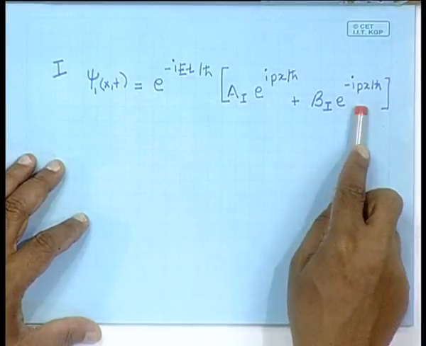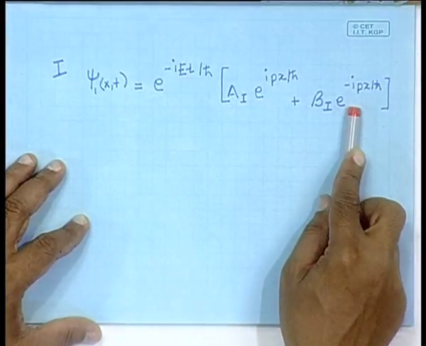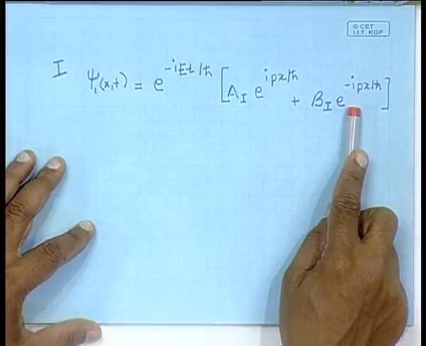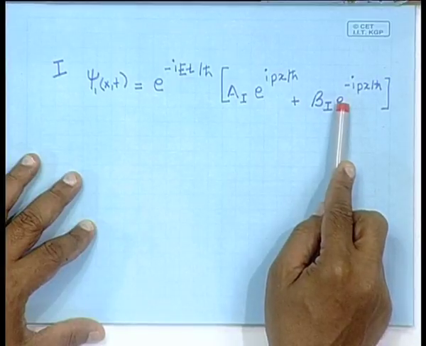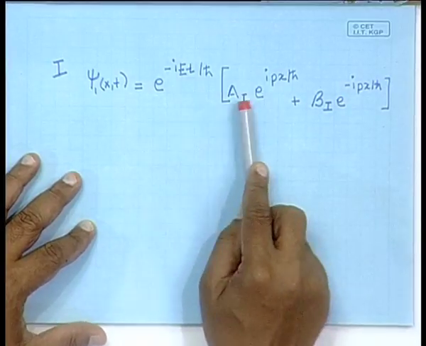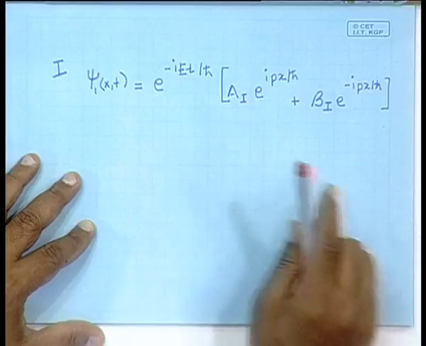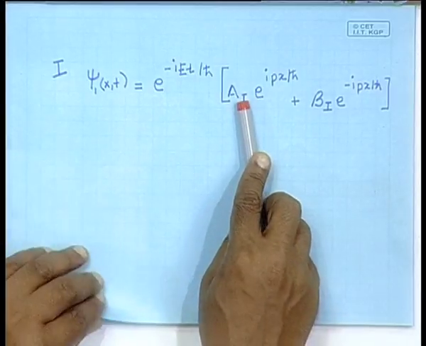Both of these are eigenfunctions of the momentum operator. We have seen that the momentum operator P is minus i h cross, the partial derivative with respect to x. So, it should be clear that both this and this are eigenfunctions of the momentum operator. When you act with the momentum operator on this, let me do it for you here.